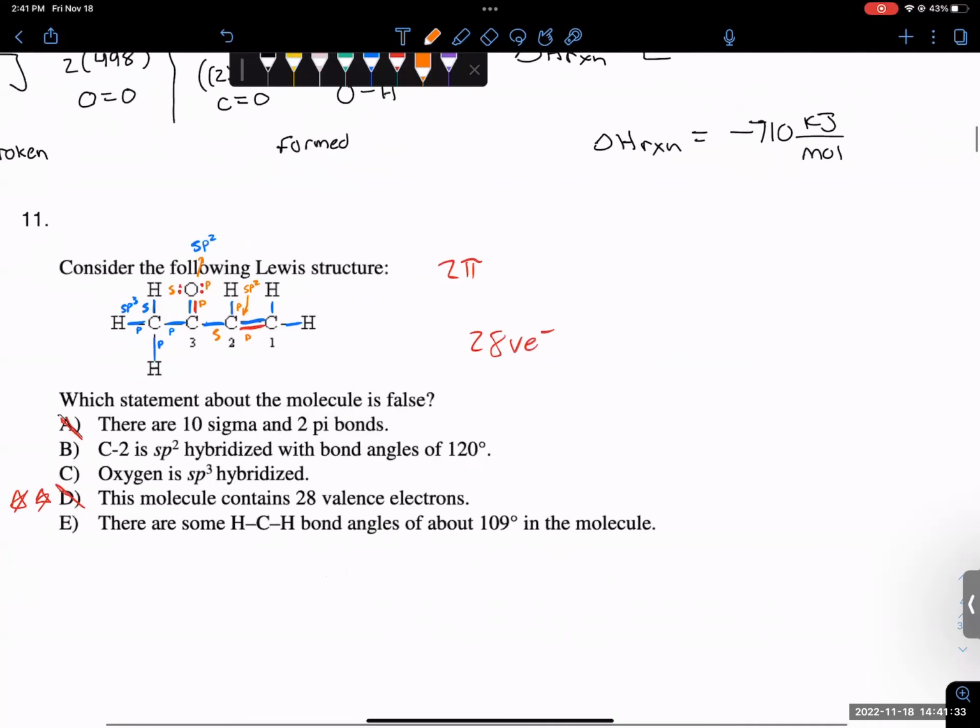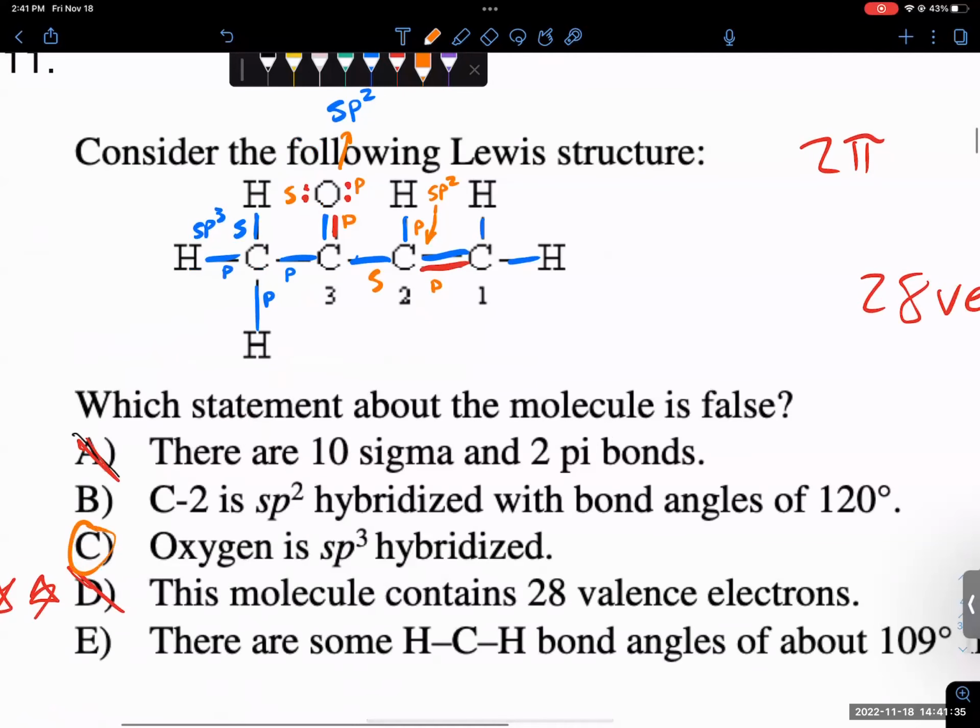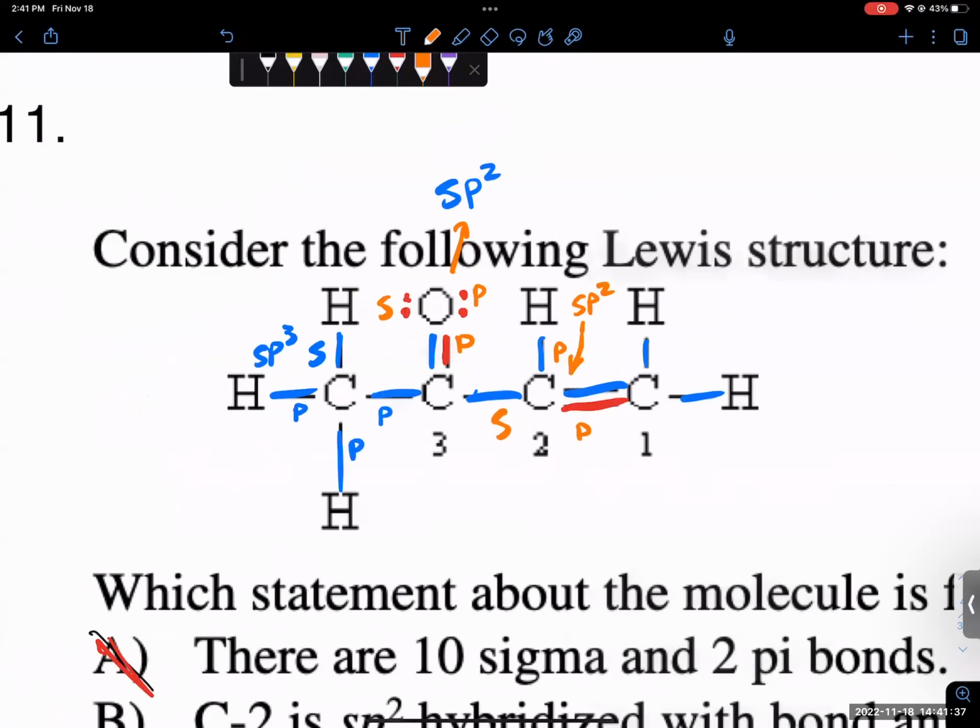So the answer is C, and that's because around oxygen, we have three electron regions, and that corresponds to sp2 hybridized. Okay. Any questions on this?